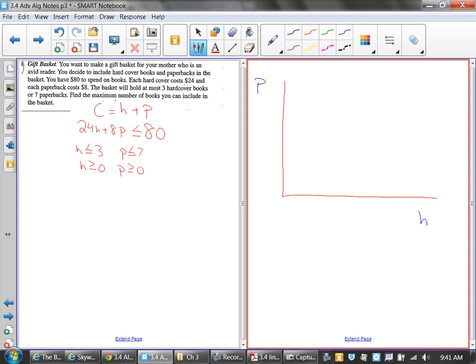I know that H has got to be greater than or equal to 3. Oh, sorry, less than or equal to 3. So I'll move this over a little bit. Call that 3, and it's got to be going between here and here. Same thing with the 7 for the P value, and it's moving downward. Where those two lines intersected, what's the ordered pair? 3, 7, good. So I'm just starting by putting in one of them that I know right away.